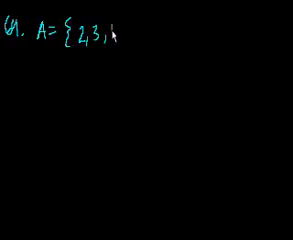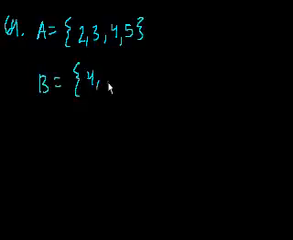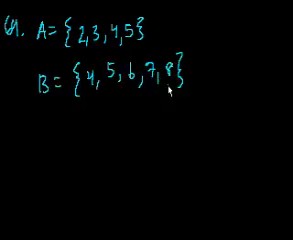Problem 64. Let's see, they tell us that A is equal to a set of numbers. I don't know what the context is yet. 2, 3, 4, and 5. And they tell us that B is equal to another set of numbers: 4, 5, 6, 7, and 8. Two integers will be randomly selected from the sets above, one integer from set A and one integer from set B. What is the probability that the sum of the two integers will equal 9?